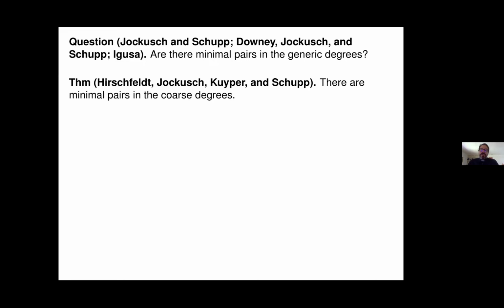And in fact, we did a little more than that. We actually showed that there are minimal pairs for relative coarse computability. Now, remember I said a while back that relative coarse computability is a weaker notion than coarse reducibility. Therefore, the notion of minimal pair becomes a stronger one. It's harder to be a minimal pair for relative coarse computability.